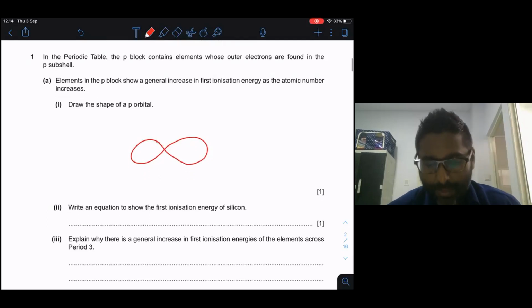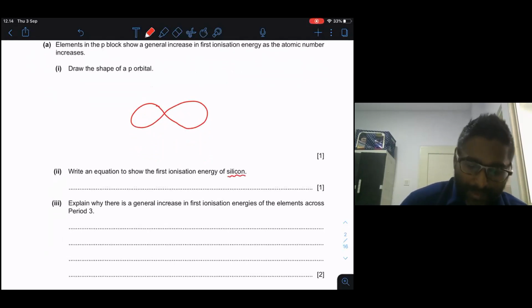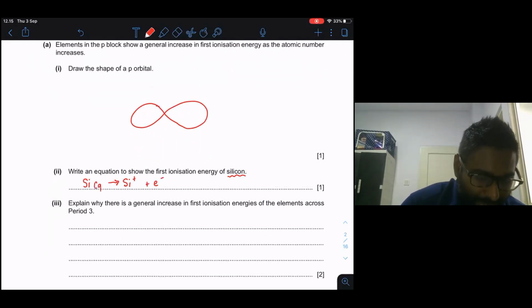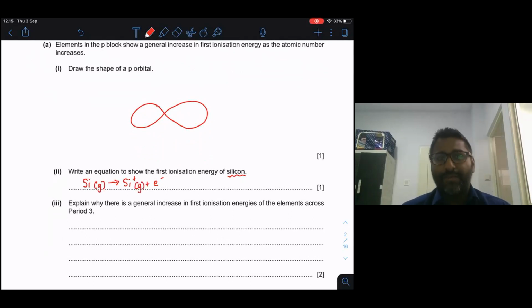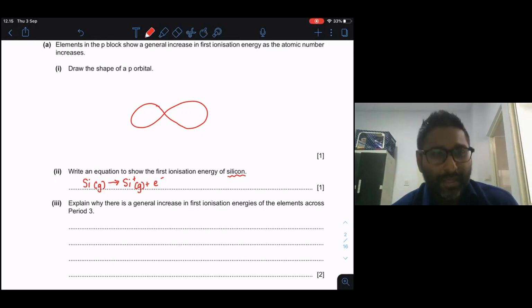Write an equation to show the first ionization energy of silicon. Silicon, and then you need to change it into Si+, and then you remove the electron. You always remove the electron in the form of gas, so in the gas state. This is going to be the first ionization energy. If you do not give the gas state here, then it's wrong.